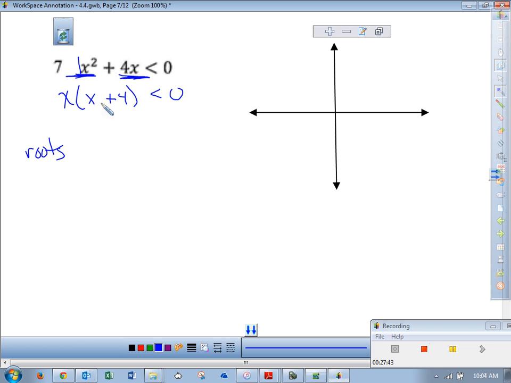Because now this is a linear guy times a linear guy. What would make him turn out to be 0? 0. Or how about this guy right here? What would make him turn out to be 0 if x was negative 4. There's our x-intercepts right there. Plot them. 0, 0, negative 4, 0.